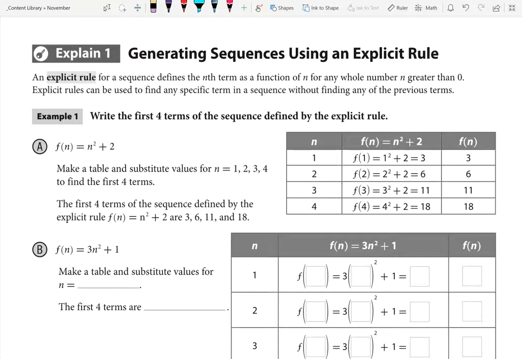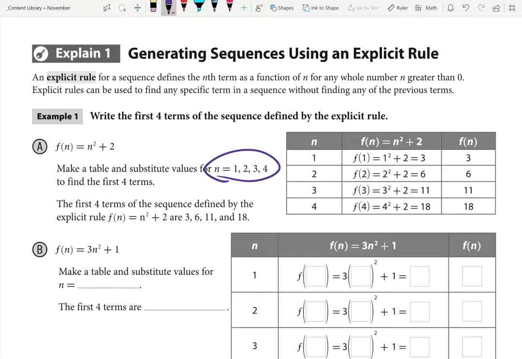So if we want to find, for example, the first 4 terms, then what we're going to do is plug in the numbers 1 for the first term, plug 2 in to get the second, plug 3 in to get the third, plug 4 in to get the fourth. So the explicit one is very straightforward, because whatever position term you want to find, you just plug that position in, and the outcome is that term.